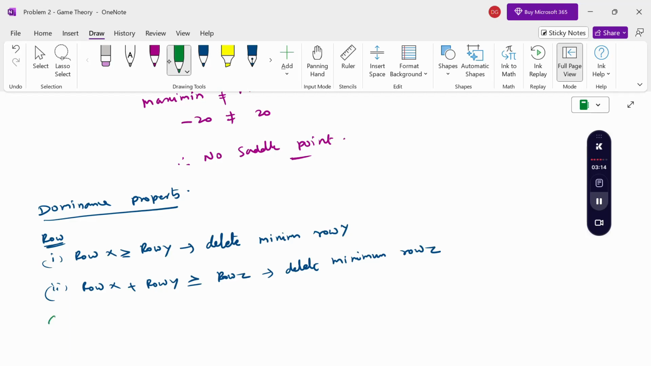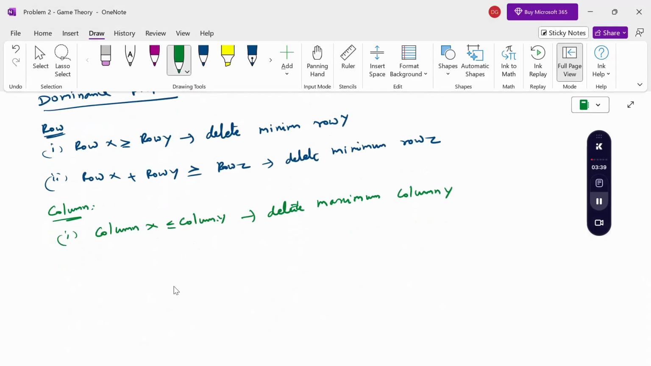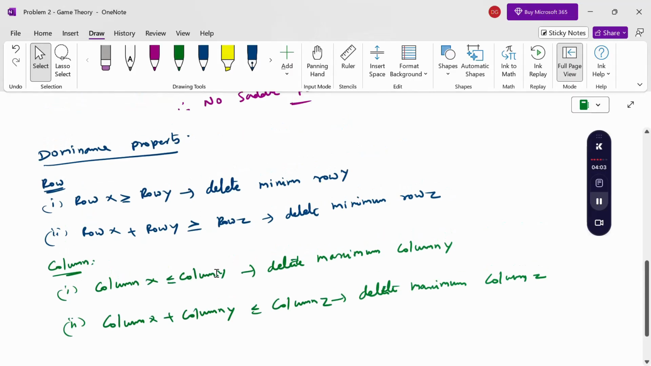Then the column-wise condition. Take column x and column y. If column x is less than or equal to column y, then delete the maximum column y. Then, if the sum of any two columns, column x plus column y, is less than or equal to column z, then delete the maximum column z. So these are the properties of dominance.